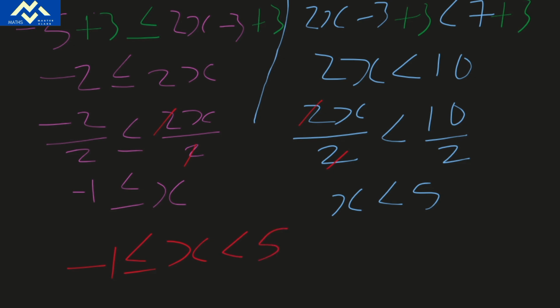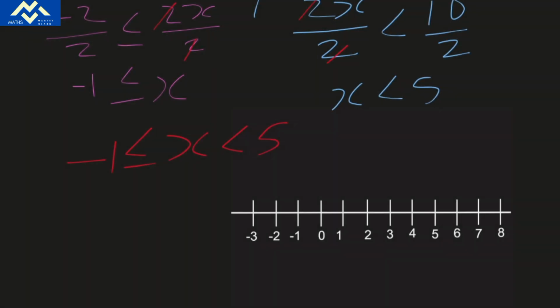Let's represent it on the number line. Since -1 is included, we'll draw a closed circle at -1. Since 5 is not included, we'll draw an open circle at 5. Then join the 2 points with a straight line, to show that every value between them satisfies the inequality.